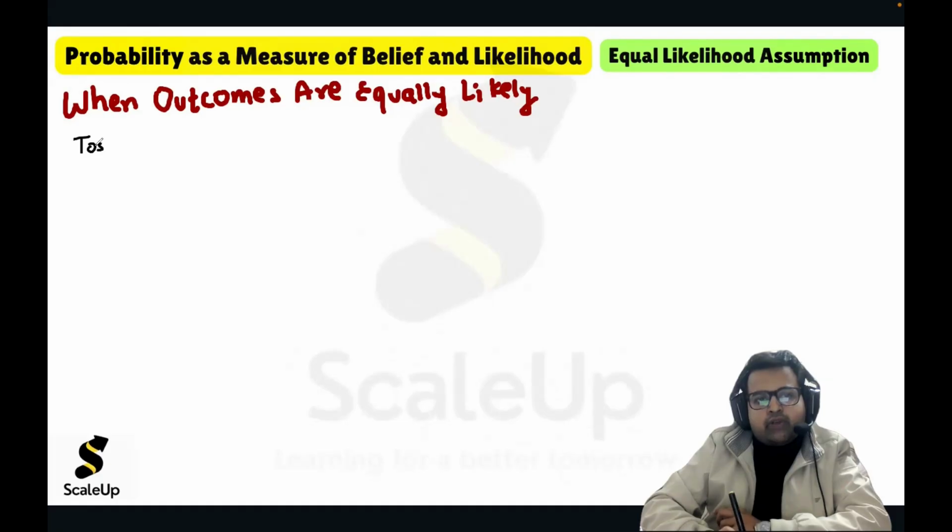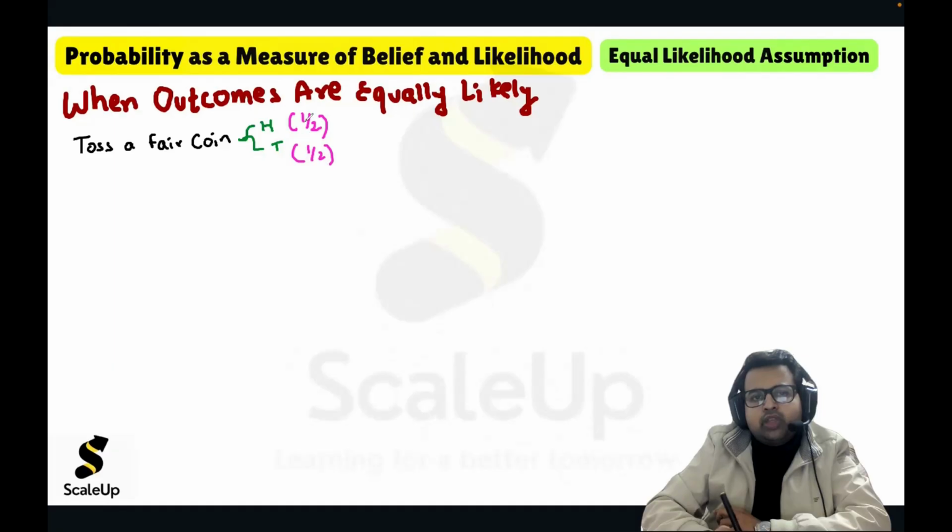When I toss a fair coin, what will happen? Either I will get head or I will get tail. Now what's the probability of getting head? 1 by 2. And what's the probability of getting tail? 1 by 2. So here the probability of both the possible outcomes is the same. So we say that outcomes are equally likely.